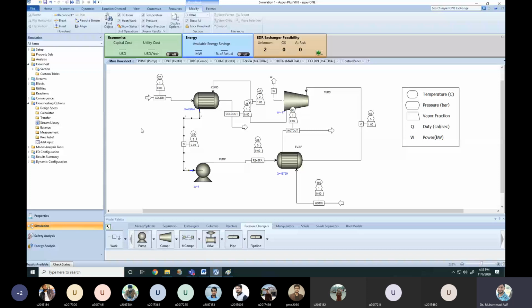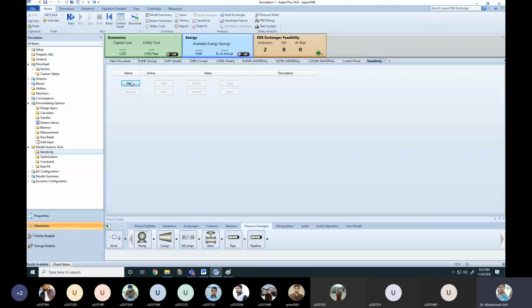And similarly, let's say if you want to know the performance of the organic Rankine cycle, let's say I want to know how the output is changing. I mean, the output that we are getting here, how is it changing if I change the pump pressure. Currently, the pump pressure is 5 bar. So let's say if I change the pressure from 5 bar to 10 bar or 15 bar or 20 bar, what is happening with the output? Then which tool will I use? I will use the model analysis tool, let's say sensitivity analysis. So let me do that.